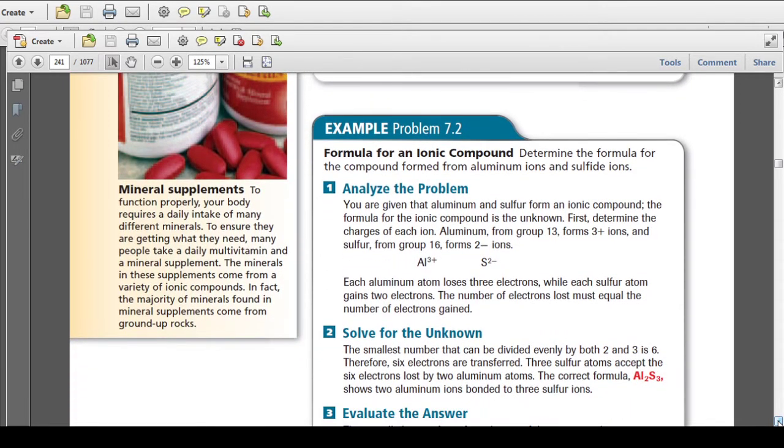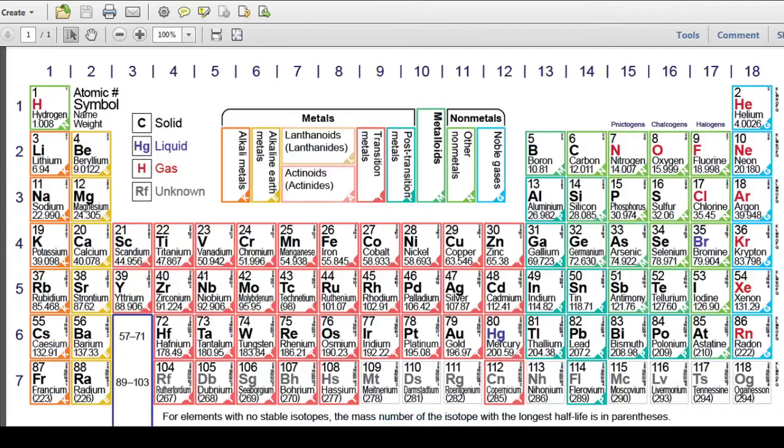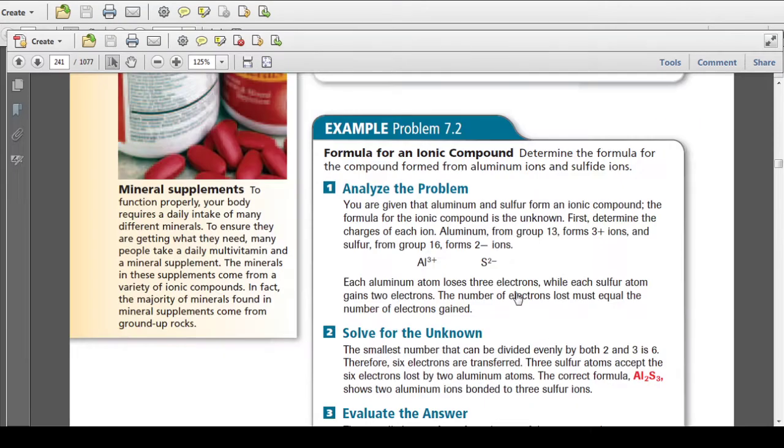Again, we want to determine the formula for the compound formed from aluminum ions and sulfide ions. Let's go back and look at the periodic table. Aluminum, a group 13 element, has a +3 charge, and sulfur, a group 16 element, has a -2 charge. So we're dealing with aluminum +3, sulfur -2. Again, when we take those superscripts and swap them to the adjacent element's subscripts, we should get Al2S3, better known as aluminum sulfide.